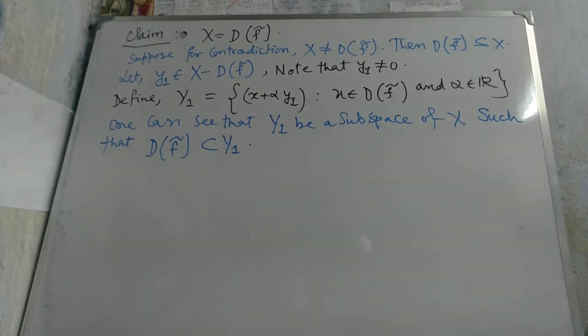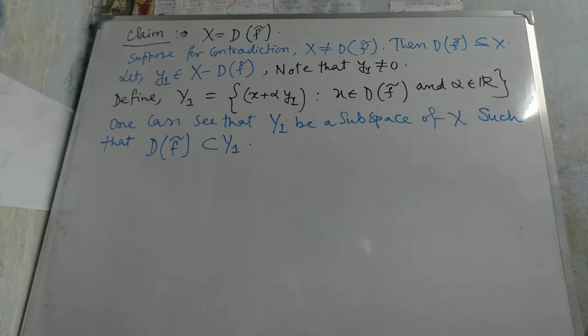Now D of f delta is not equal to X, then D of f delta is a subset of X. Let y1 belong to X minus D of f delta. Then note that y1 is not equal to 0. Then Y1 is the subspace we construct, x plus alpha y1, where x belongs to the domain of f delta and alpha belongs to R. Then one can say this is a subspace of X such that D of f delta is a subset of Y1. This one is easy. Now we are going further.